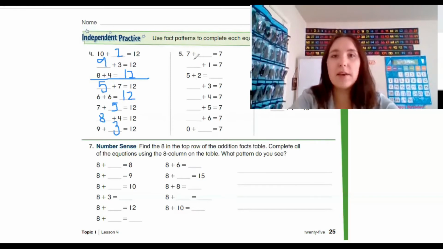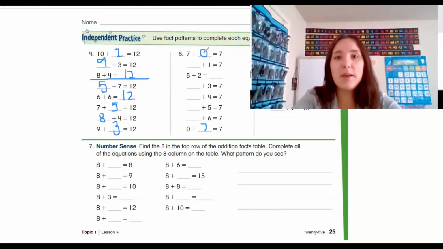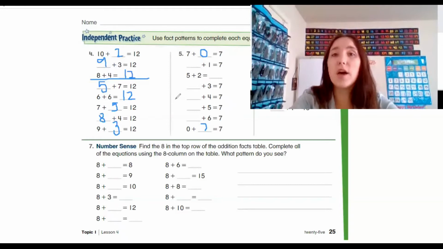Okay, so we have 7 plus something equals 7. Well, we know that 7 plus 0 equals 7, right? Good. And then if I look at my second addends, I can see 0, 1, 2, 3, 4, 5, 6. They're going up by 1. So what comes next? 4, 5, 6, 7. Okay. That means that all of our second addends are going up by 1. So our first addends have to go down by 1.